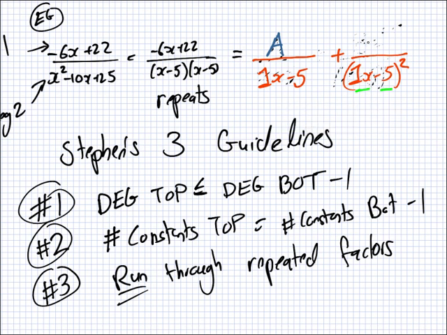So, how many numbers do I need on the top? One number. But that could be B. However, remember I said the degree of the top needs to be 1 minus the bottom. So this thing here must be linear, because this guy here is quadratic. Must be linear. So that means it's bx plus c.